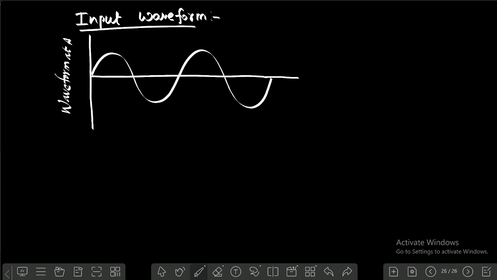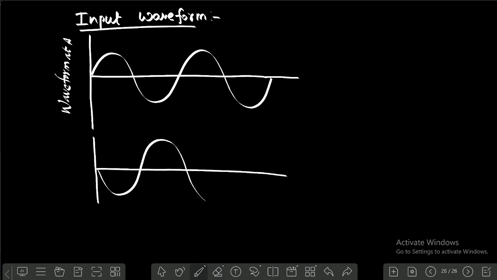Now next, write another graph: waveform B. Draw it in the reverse way. See, this is done how? Here positive, here negative. You are doing it in the reverse way, so remember that. Now this is waveform B, the waveform at B.